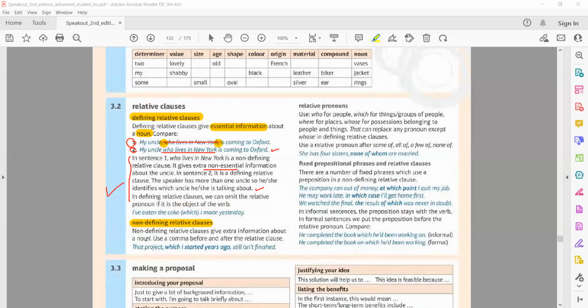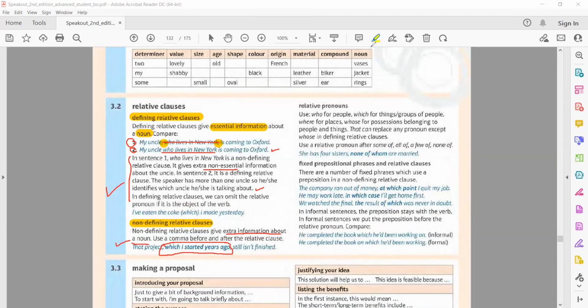Let's have a look at the non-defining. They're telling us the non-defining relative clauses give extra information about a noun. We use a comma before and after the relative clause. For example, that project, comma, which I started years ago, comma, still isn't finished. Here I'm giving extra information about the project because obviously you know all about that project. Again, we're done here. Now we understand both of them.